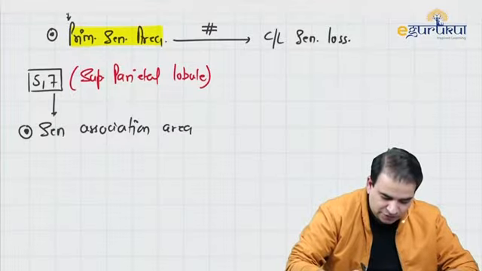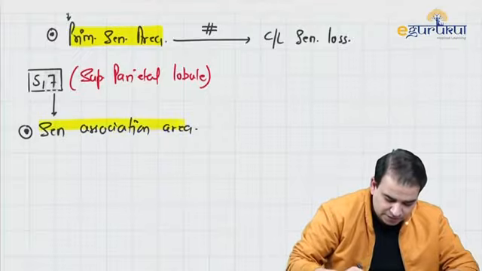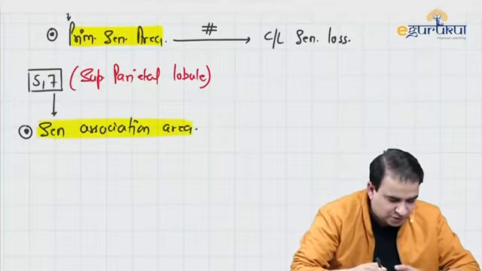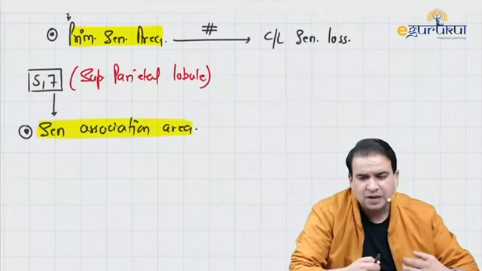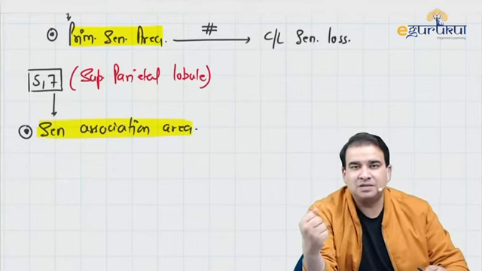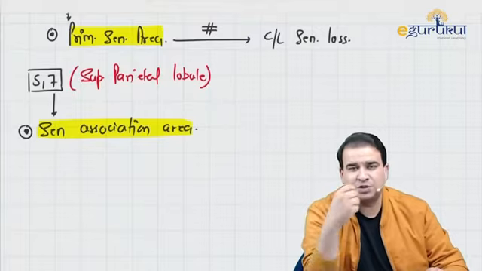This is also referred to as sensory association area. For most of the areas we have there are association areas also. This is sensory association area. The association areas are for the previous experiences and past memory. That's what the association area will do.